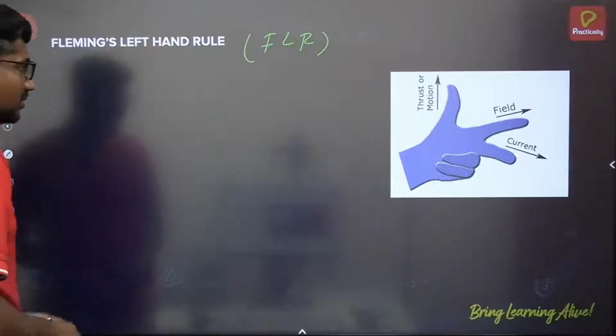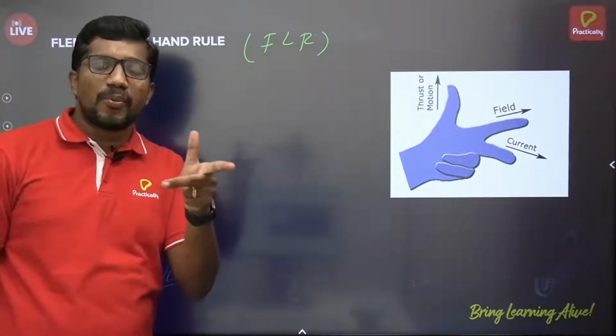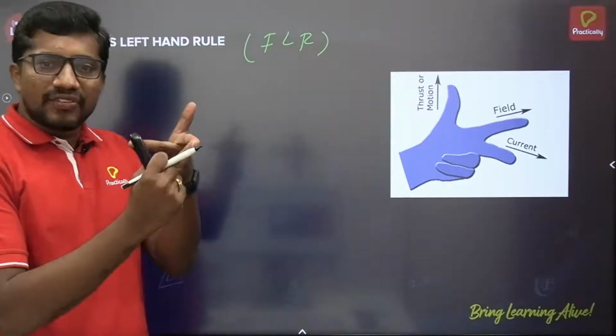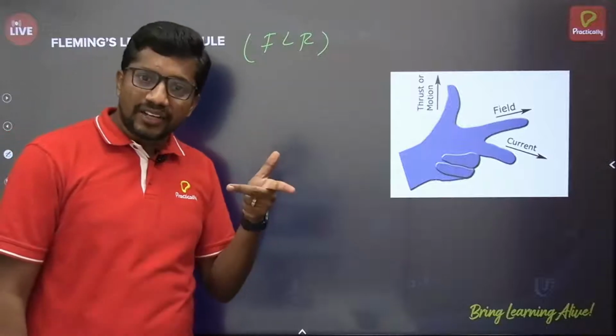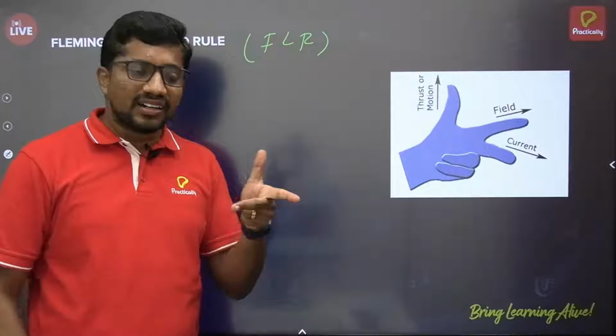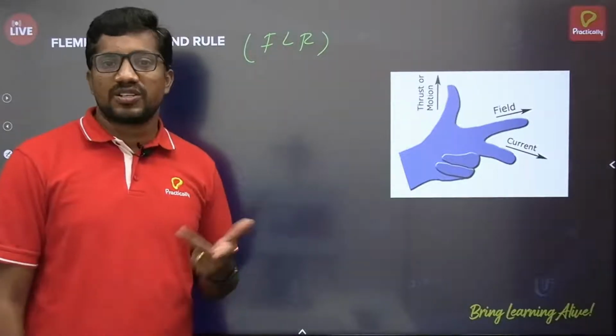What is that? If you stretch the first three fingers of the left hand mutually perpendicular to each other in such a way that the index finger points along the direction of the magnetic field, and the middle finger or center finger along the direction of the current, then the thumb will represent the direction of the motion of the conductor or the force experienced by the conductor.